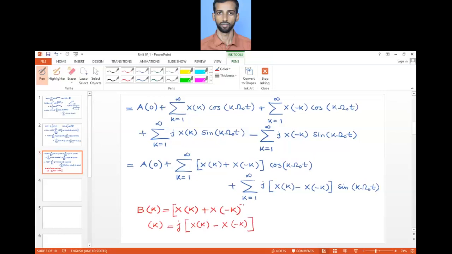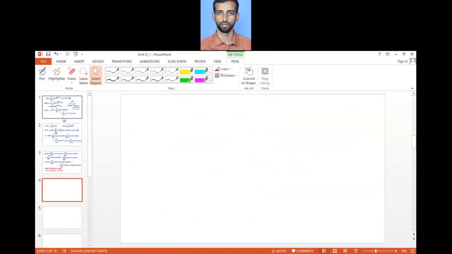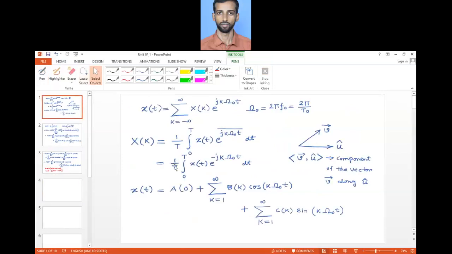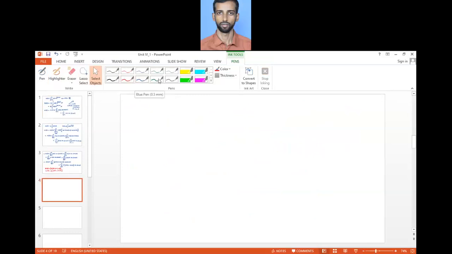So by virtue of this, we can establish the relationship between the complex exponential Fourier series representation and trigonometric Fourier series. Now the question still persists: how can we get back this bk and ck, because here bk are the corresponding weights against the cosinusoidal term and ck are the weights for the sinusoidal term? Because already we have the xk expression, which was written as 1 by T integration 0 to T x of t e to the power minus jk omega naught t. So if I follow the same procedure here, we will be able to find the expression for bk and ck.